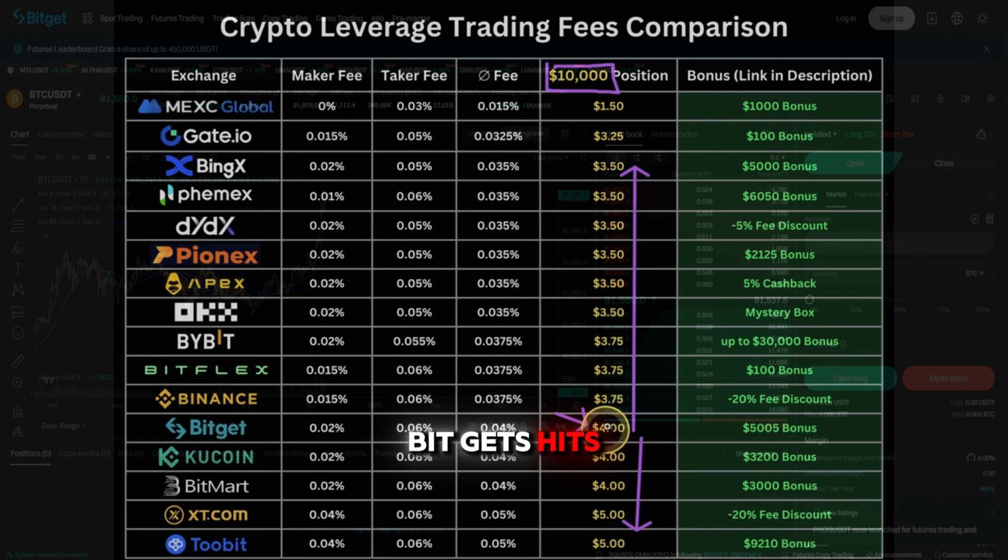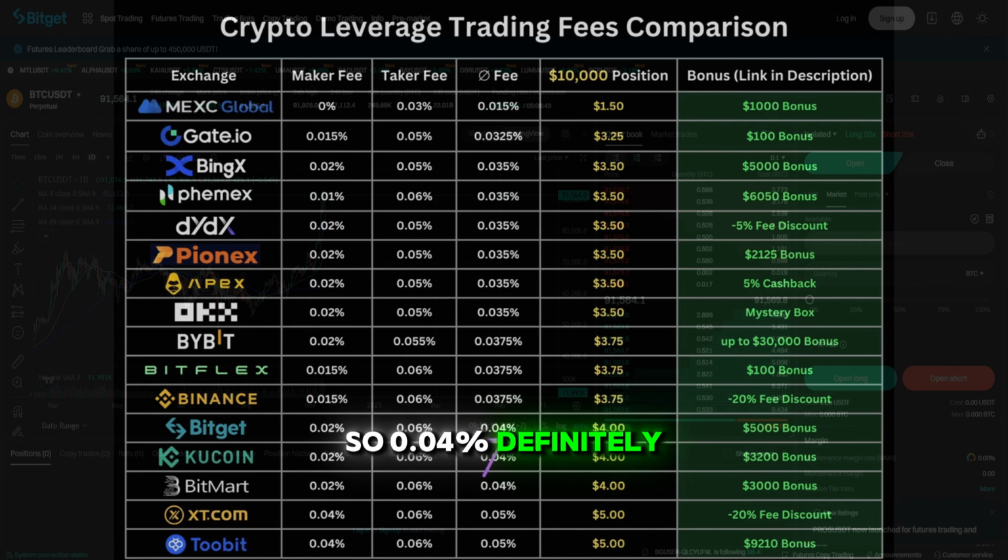You can see Bitget sits roundabout in the middle, and I definitely can tell you that these 0.04% or any of these fees are extremely low because, you know, the Bitcoin price can move up or down within a day a few percent. So 0.04% definitely doesn't make that big of a difference. Also, let's say we have a $10,000 long position and the price only moves up 1%, we would make $100 of profit. So $4 wouldn't really make that big of a difference.